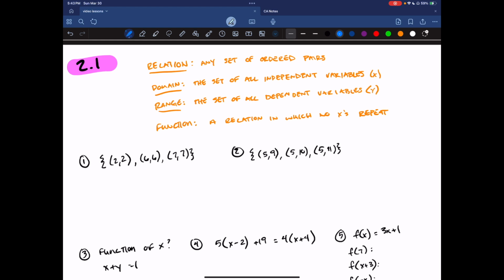We're going to be talking about basics of functions and their graphs. First thing you need to know is this concept of a relation. A relation is a set, any set of ordered pairs. Any ordered pairs, that's a relation by default. Now, if it falls under a certain criteria, then we can say it's a function.